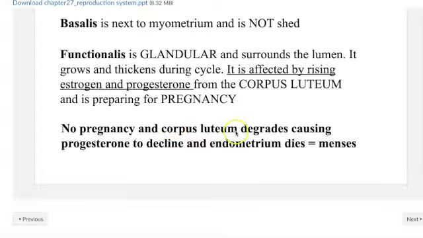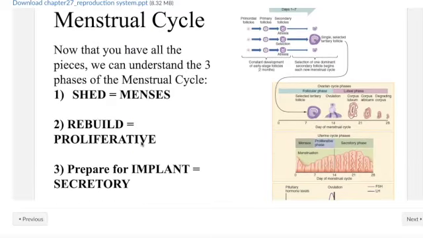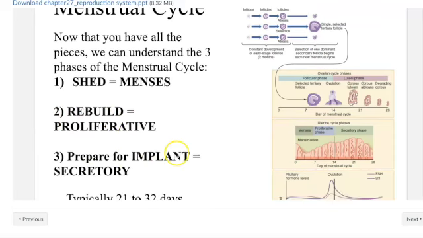No pregnancy and the corpus luteum degrades, causing progesterone to decline, and the endometrium dies. When that endometrium dies, the stratum functionalis will shed. So that's when you have the blood coming out, and that is your menses. Menstrual cycle. Now that you have all the pieces, you can understand the 3 phases. There's shed, rebuilding, and then preparing for implant.